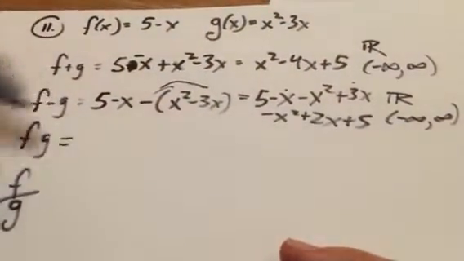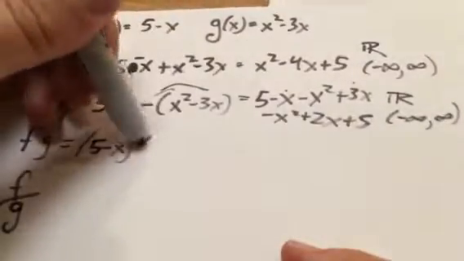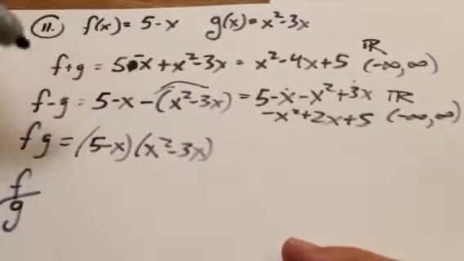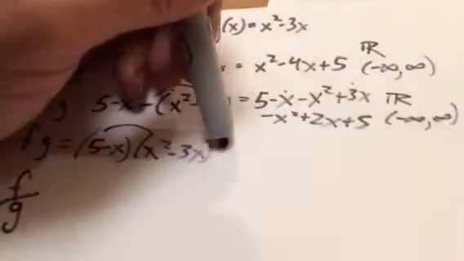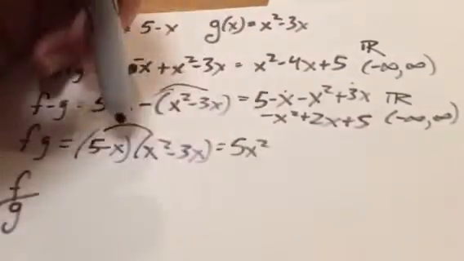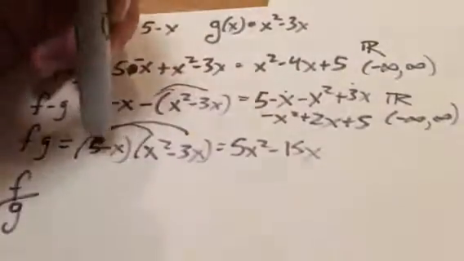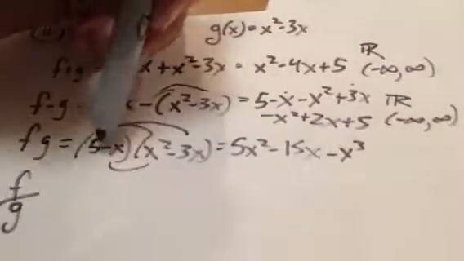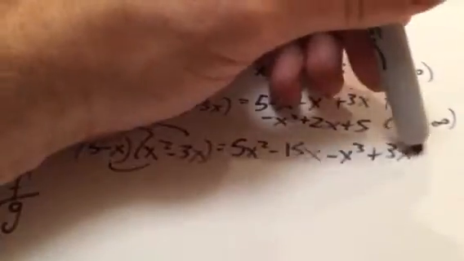All right, f times g. So f is 5 minus x, g is x squared minus 3x. You could set it up in a rectangle to multiply it, whatever you like. I'm just going to FOIL it. x squared times 5 is 5x squared. 5 times negative 3x, negative 15x. Negative x times x squared is negative x cubed. And negative x times negative 3x, negative times negative is positive, 3x squared.